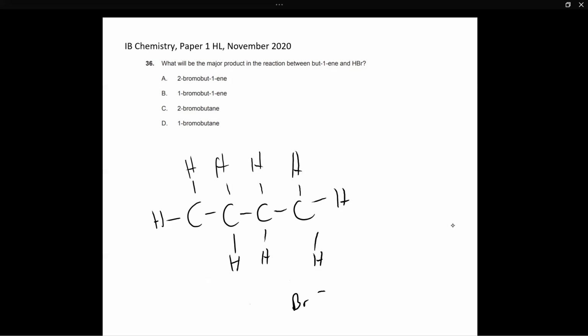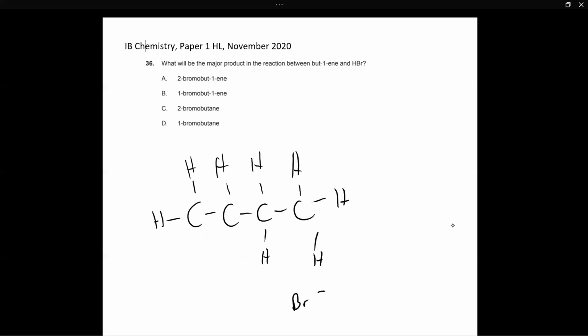Either way, there will be one carbon which will be left with a slight positive charge because it only has 3 bonds and it doesn't have an extra electron. So it will be left with a slight positive charge.